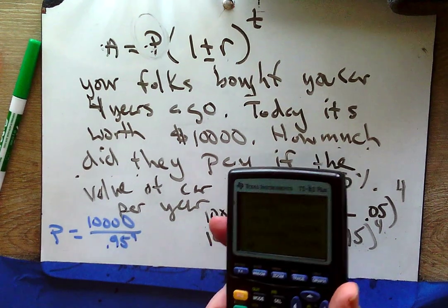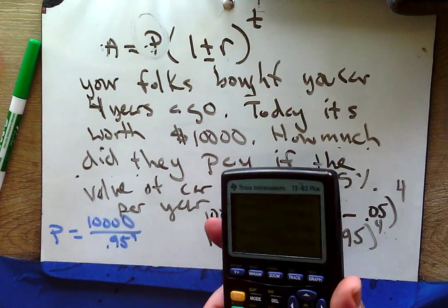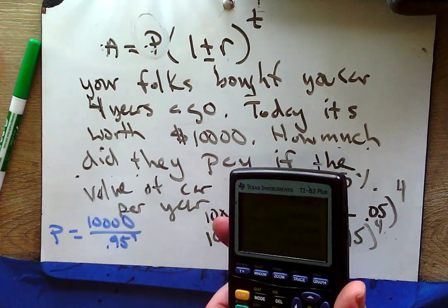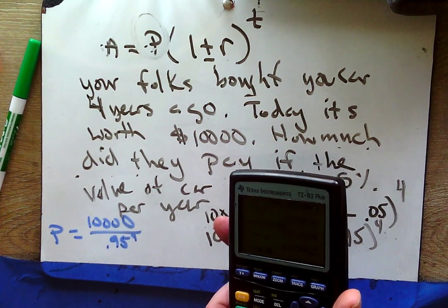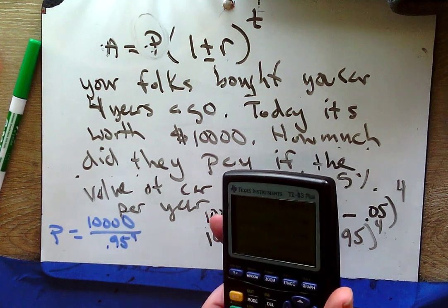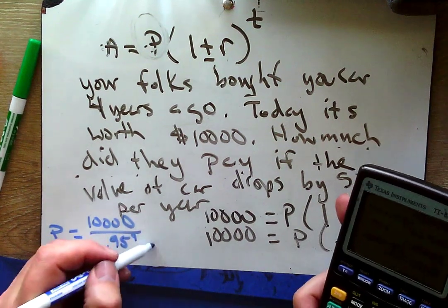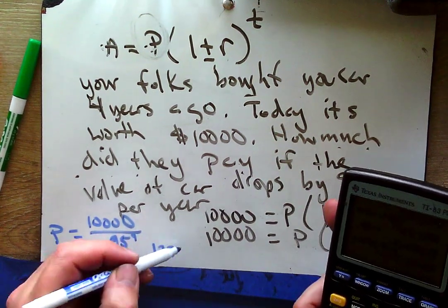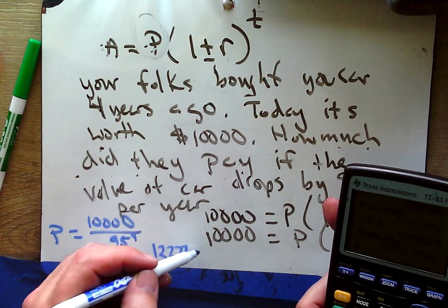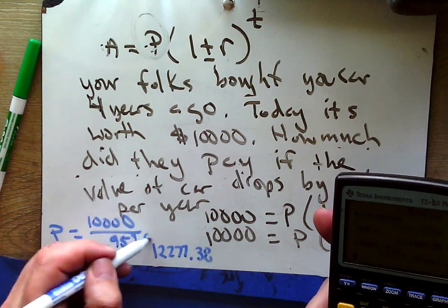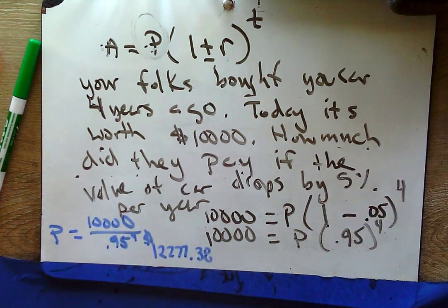Okay, 0.95 raised to the fourth, and I want 10,000 divided by that answer. So it looks like your folks paid $12,277.38. That was the original value.